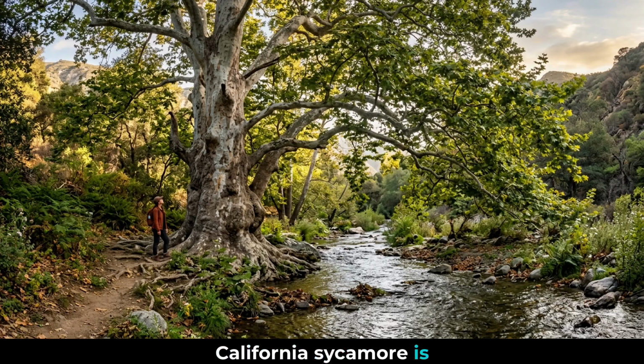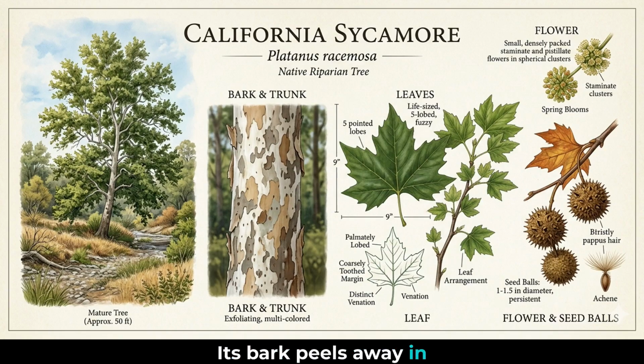California sycamore is relatively easy to identify. Its bark peels away in irregular patches, exposing smooth white, tan, and gray surfaces that create a striking mottled appearance. The leaves are large, palmately lobed, and resemble oversized maple leaves. During winter, clusters of fuzzy spherical seed balls often remain hanging from the branches, providing another excellent identification feature.